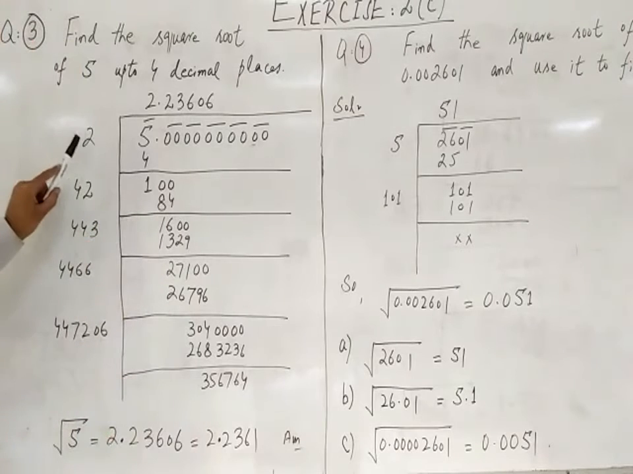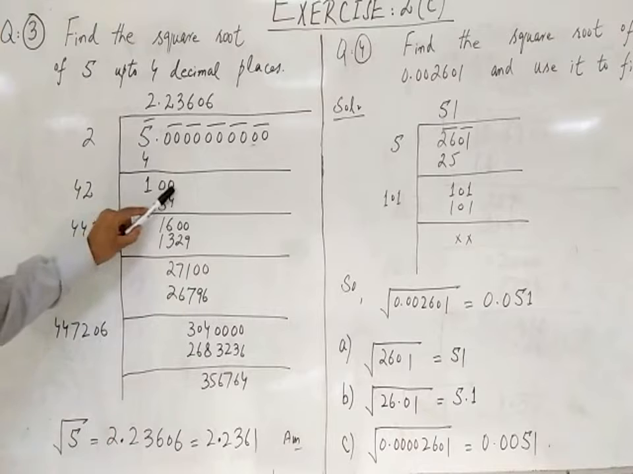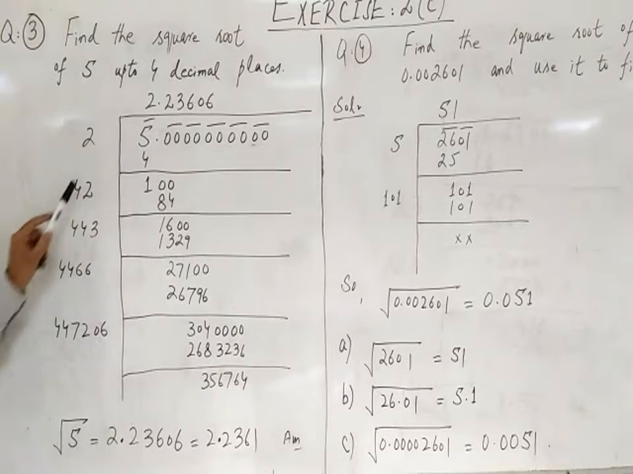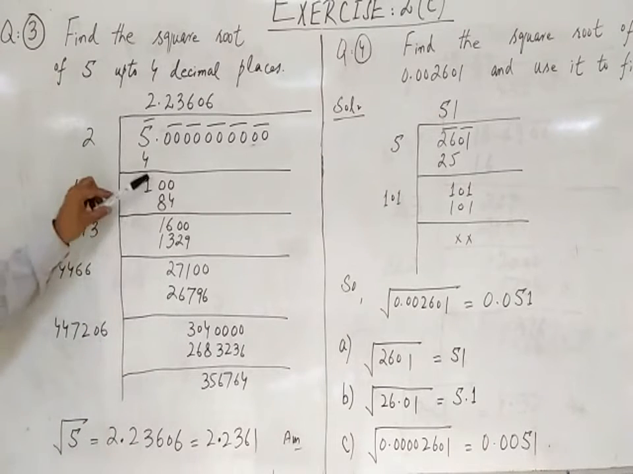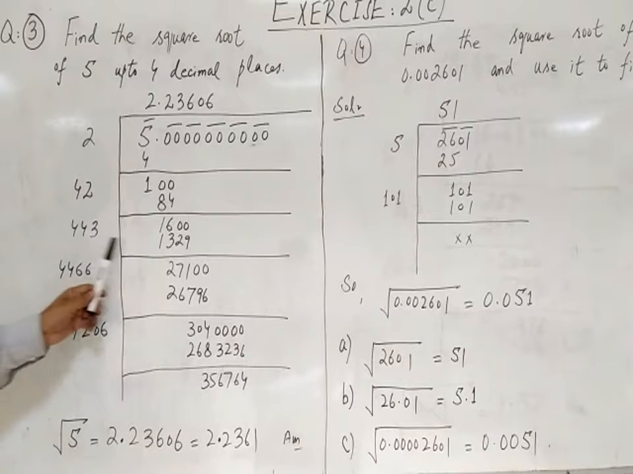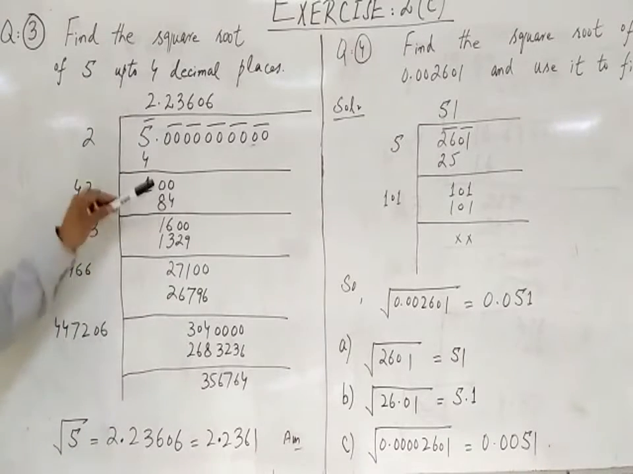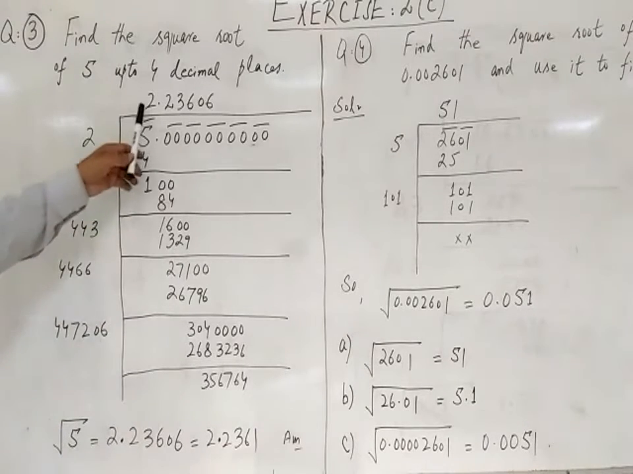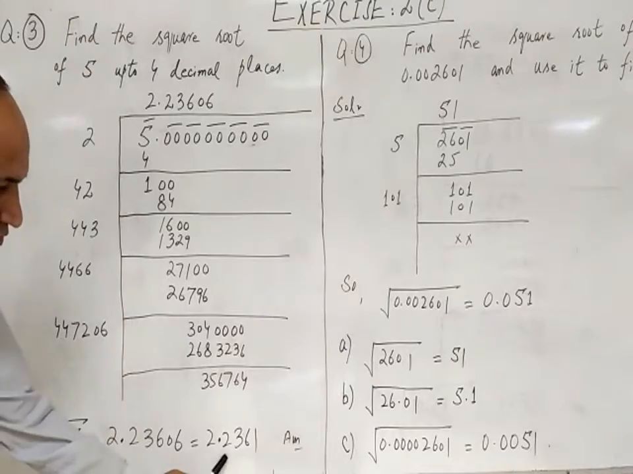So let's start. 2 into 2 we get 4, and then on subtraction we get 1. The next pair, 00, we get 100. 2 plus 2 is 4, and then when we multiply this with 2 we get 84. So again we have 16, 42 plus 2 is 44. When we multiply with this we get this, and then we continue the process, and now you know how we can proceed. Ultimately we will get this number, 2.23606.